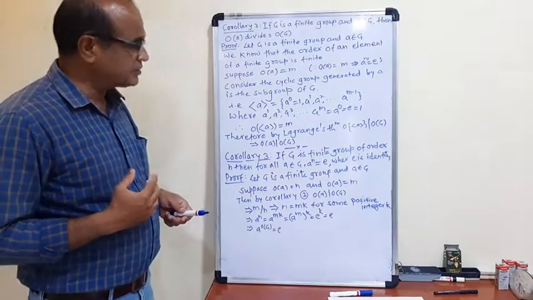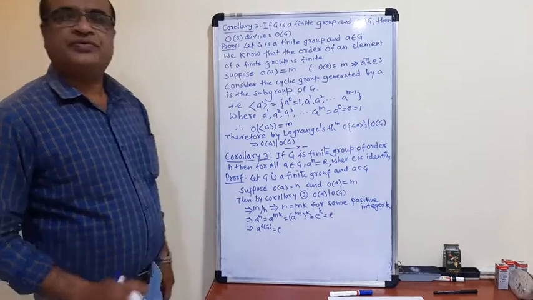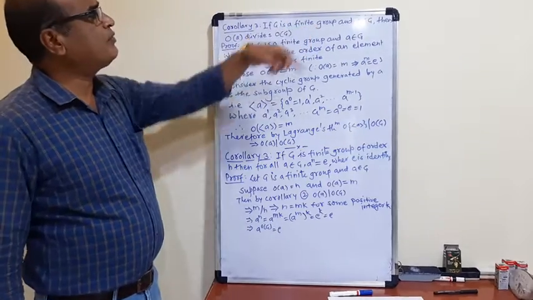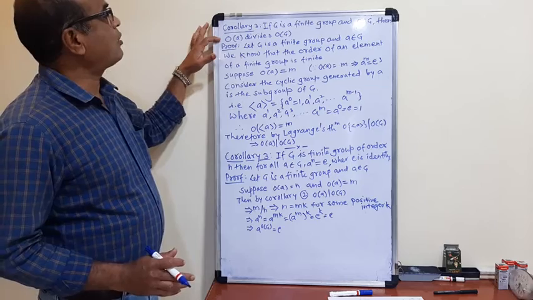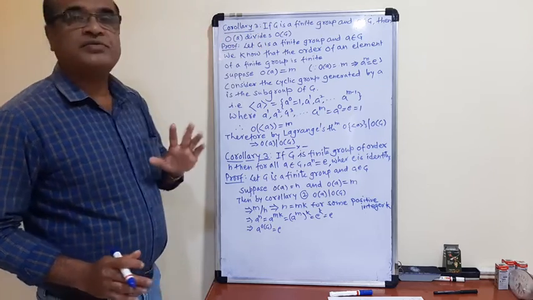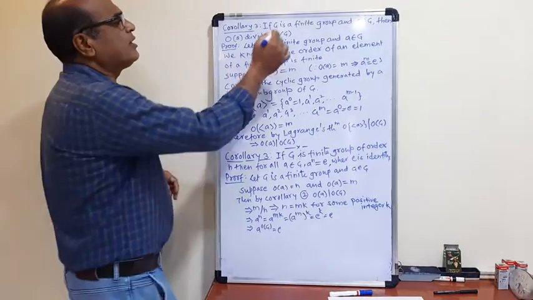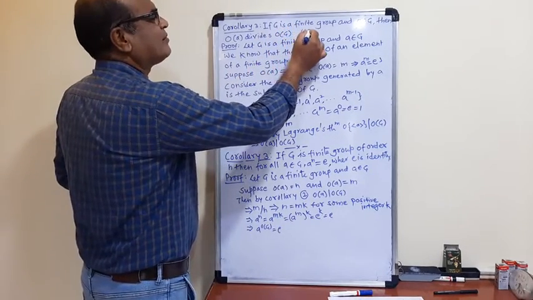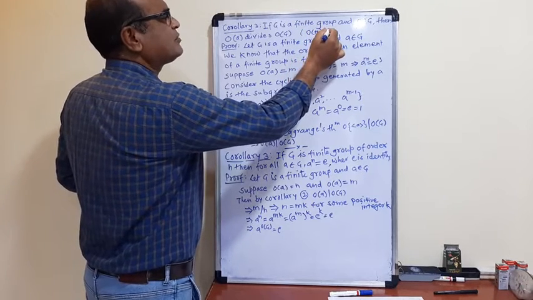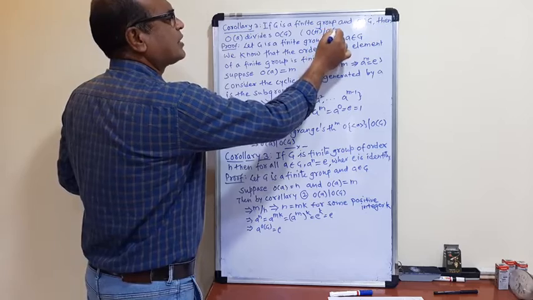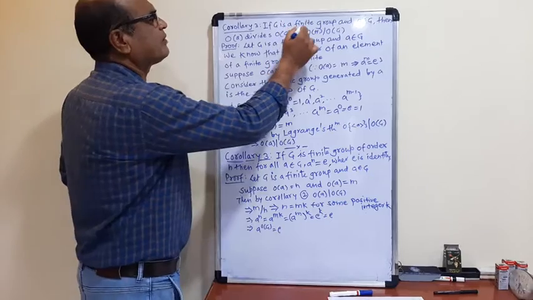of Lagrange's theorem. So what is corollary 3? If G is a finite group and a is an element of G, then the order of a divides the order of G. For our reference, what is Lagrange's theorem? The order of H divides the order of G. So this is Lagrange's theorem.